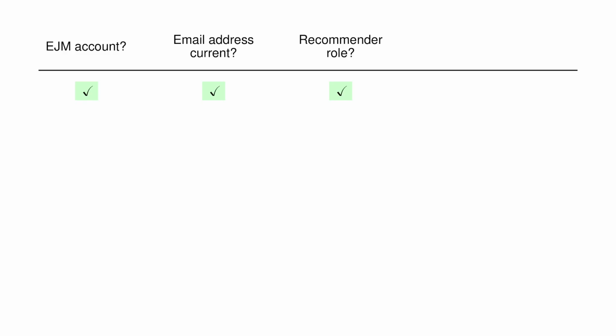That deals with this case, a person who has an EconJobMarket account in which the email address is current and has a recommender role. Here are two more possible cases. First, a person who doesn't have an EconJobMarket account. In this case, you supply the person's name and email address. Second, a person who has an EconJobMarket account in which the email address is current, but has no recommender role. These two cases are closely related.